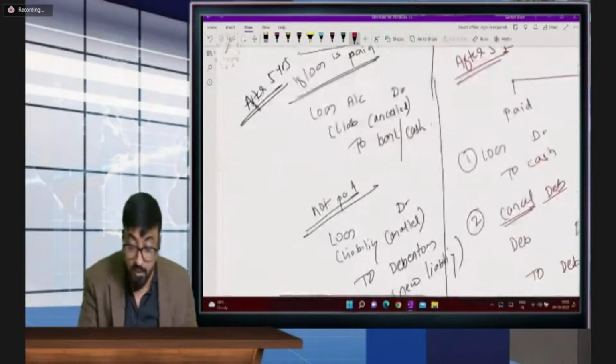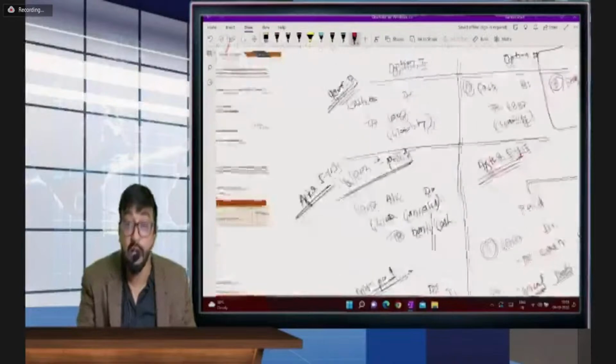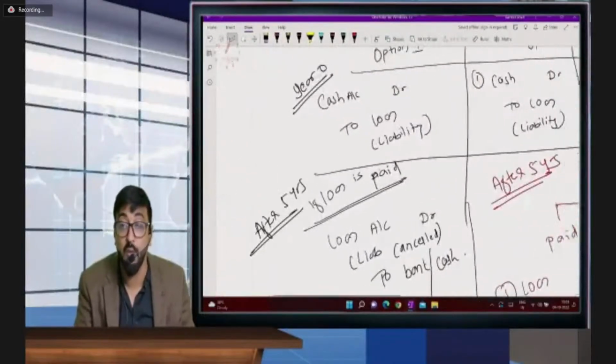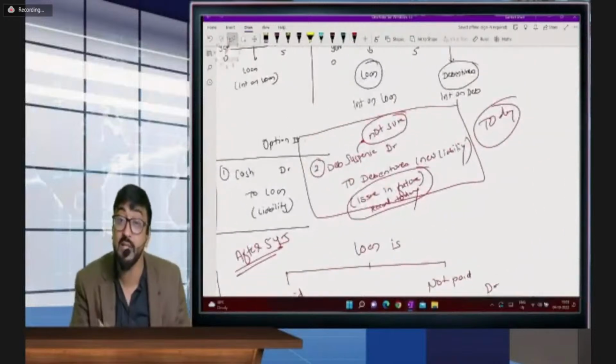In first option, debentures are issued after 5 years. No entry today. Okay, option number 1. But in option number 2, you have to pass this entry today itself.